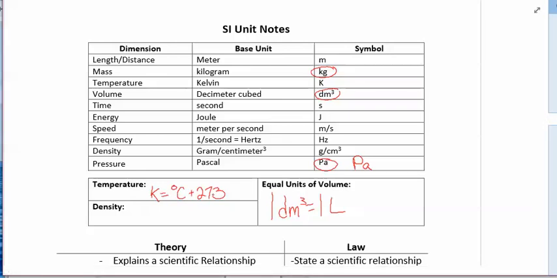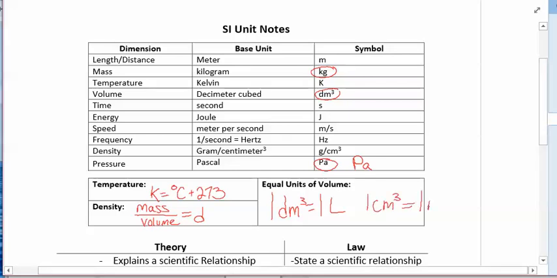Density is equal to mass over volume. For us, as it states up here, it's usually grams per centimeter cubed. That's another helpful unit to know. 1 centimeter cubed is equal to 1 milliliter, which is also equal to 1 cc. Cc is an abbreviation for cubic centimeter. It's often used in the medical field.